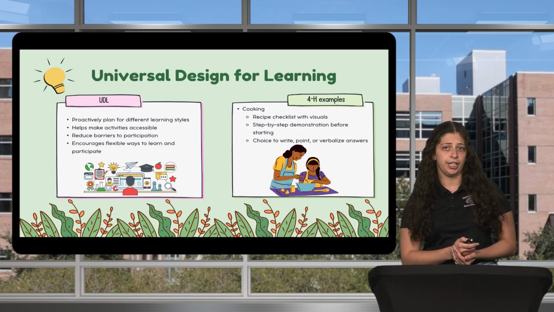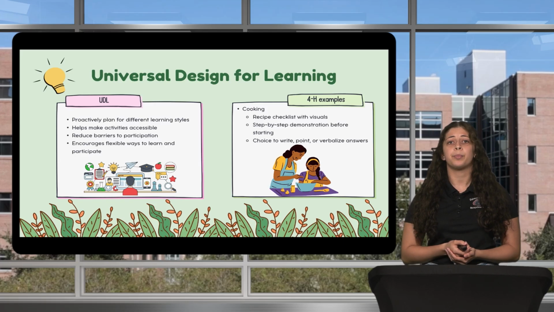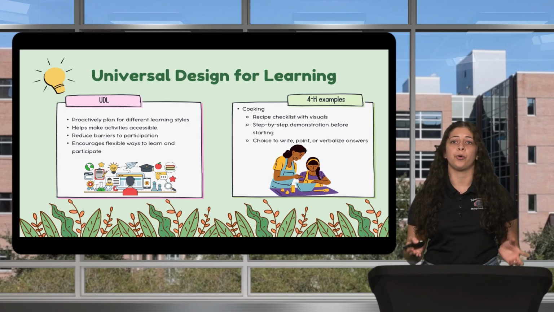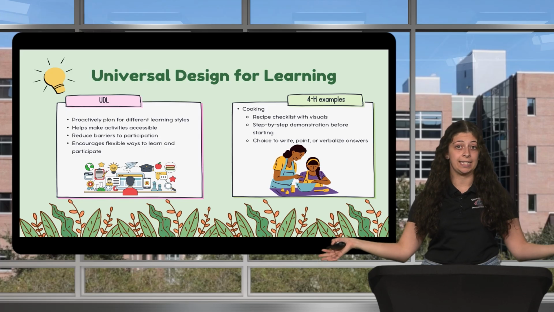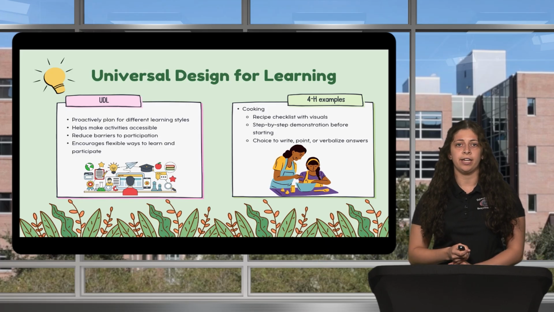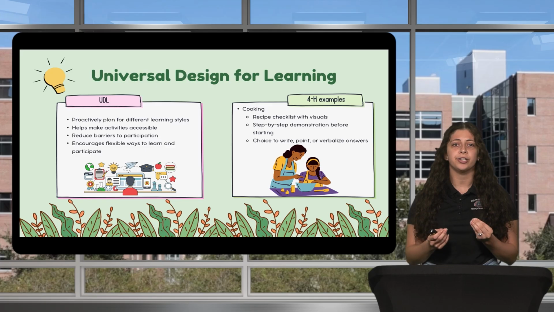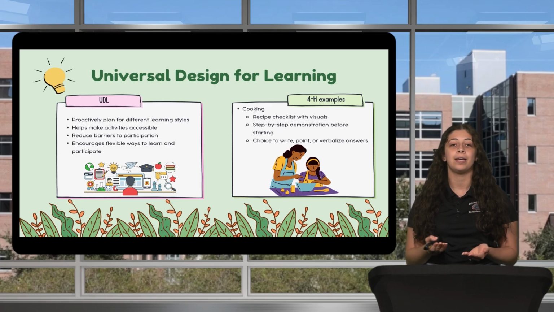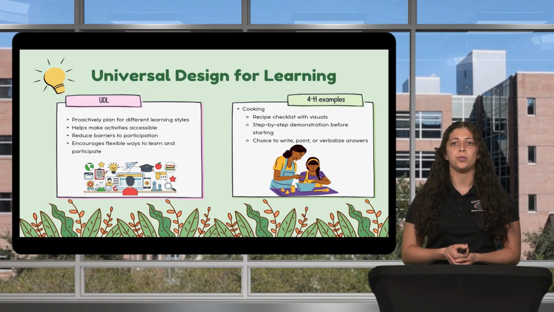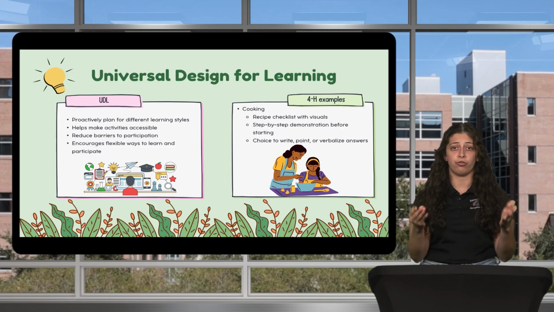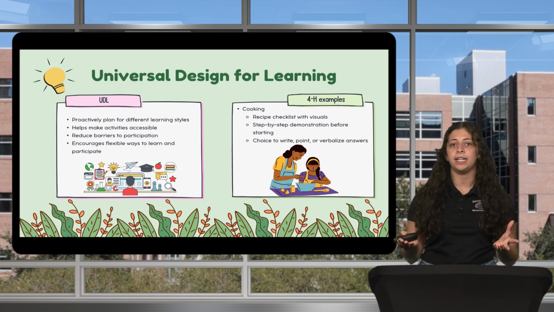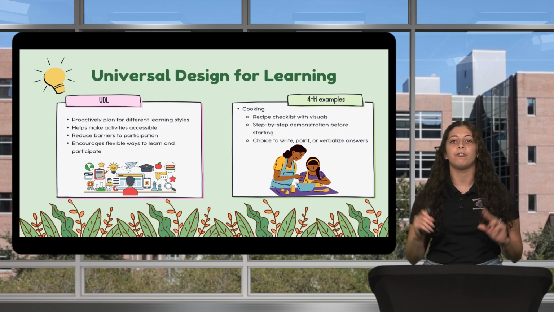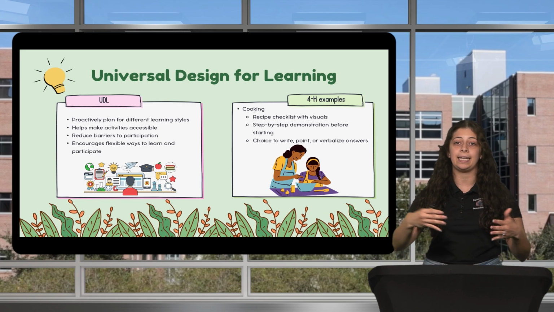Universal Design for Learning, or UDL, is an approach that helps create inclusive learning environments for students with a wide range of abilities and learning styles. It is a productive way of planning that helps reduce barriers to participation and make activities more accessible for all learners. In 4-H, this might look like using verbal and visual instructions to demonstrate an activity before students begin, or allowing flexibility in how students complete a task.